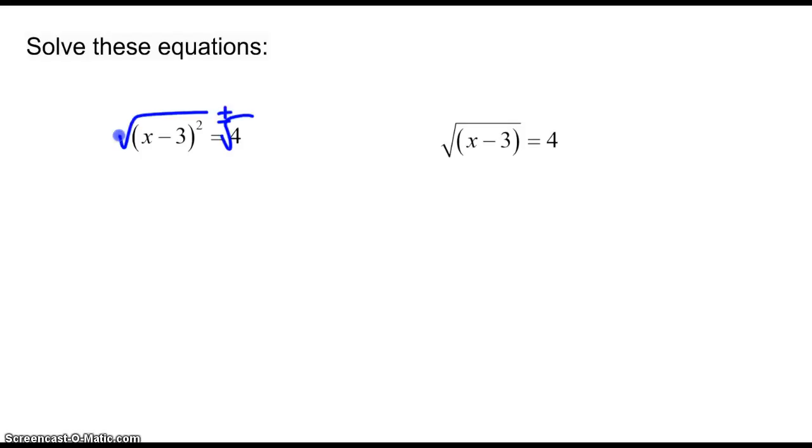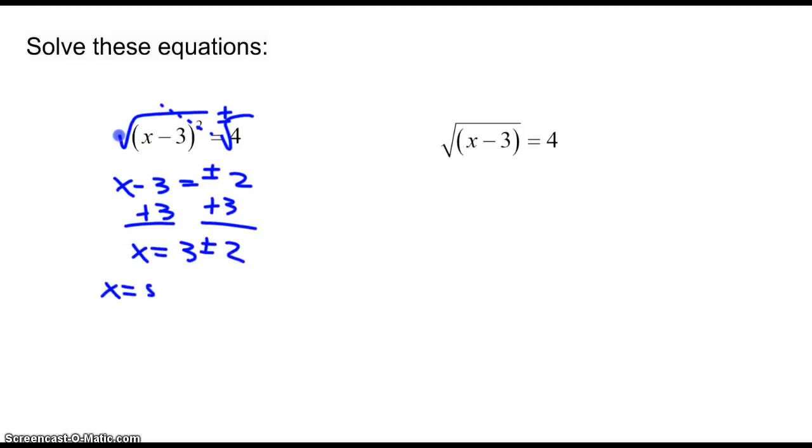Right, so we did that, and we said that the square root and the square cancel each other's effects out, leaving x minus 3 because those are inverse operations. And then we had plus or minus, in this case square root of 4, which is 2, and then we finished this by adding a 3, and we got x is 3 plus or minus 2, so two answers, x is 5, and x equals 1, right?